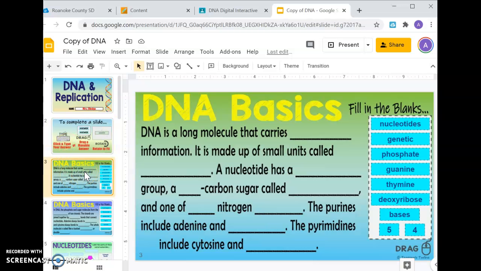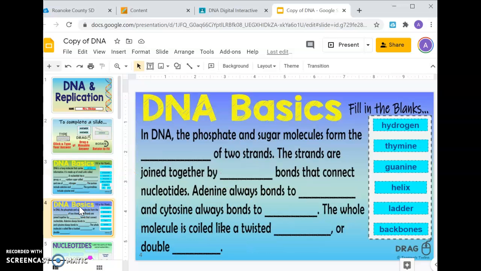So when we're talking about DNA, we know that DNA is a long molecule that carries our genetic information. All right, so you can go through and use your notes that you should have already done to fill in some of this other information. On the next page, you're going to be talking about your different kind of bonds. Again, your notes should help you with this.